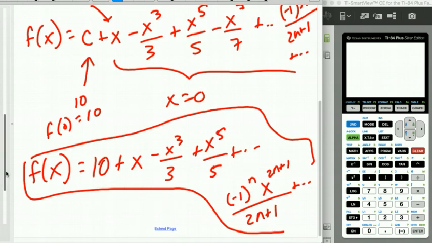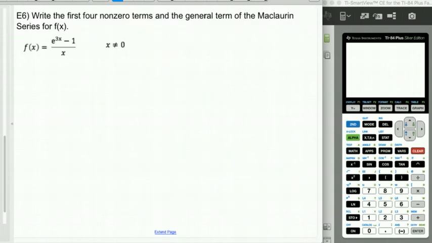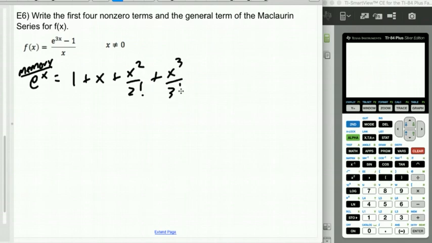Notice how so many of these build on those basic Maclaurin series that you need to memorize. All right, so we're going to write the first 4 non-zero terms and the general term of the Maclaurin series for this. So there's actually a bunch of things going on here. The first thing I need to do is recall from memory what the e to the x series is. It's 1 plus x plus x squared over 2 factorial plus x cubed over 3 factorial, etc., up to x to the n over n factorial.